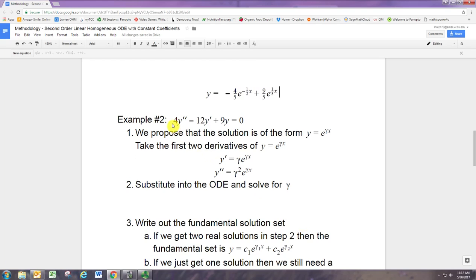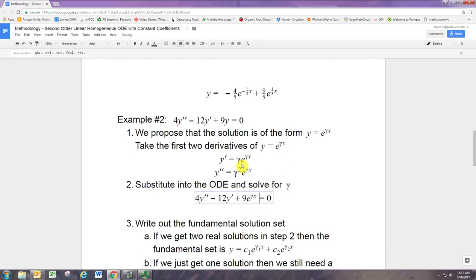In our next example, we have 4y double prime minus 12y prime plus 9y equals 0. As always, we'll have the solution of the form y equals e to the gamma x. The derivatives are the same. When you substitute that in, you're going to have those exponentials cancel out.